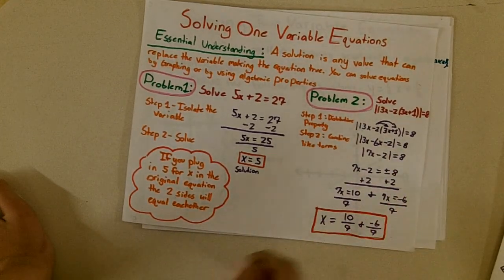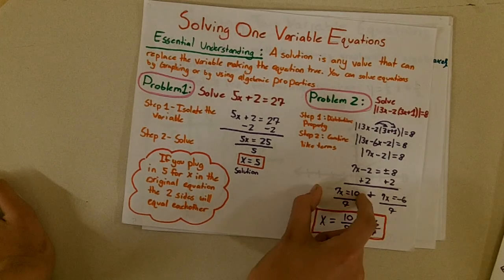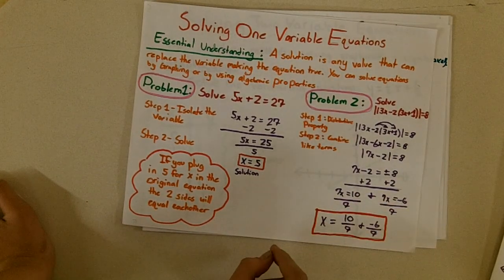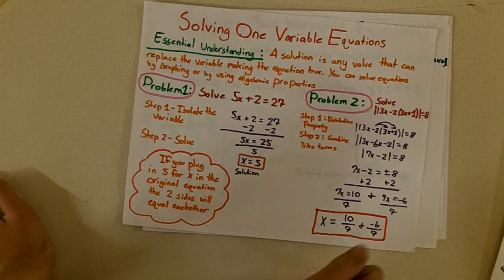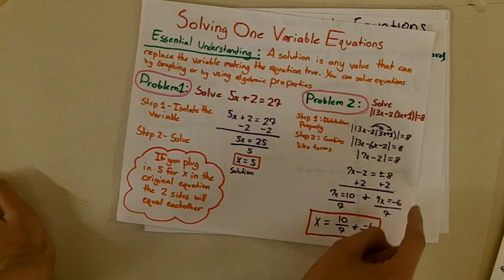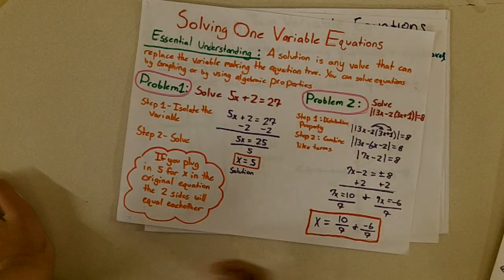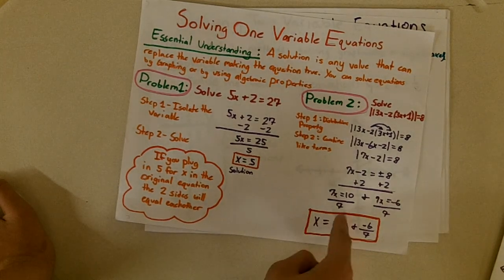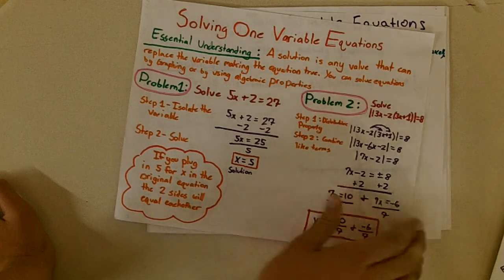We know that. So now we have two parts: if it's plus 8 or if it's minus 8. That means over here we have 7x equals 10, and 7x equals negative 6. So we're just dividing the 7 out, so it's really x equals 10 over 7 or x equals negative 6 over 7.